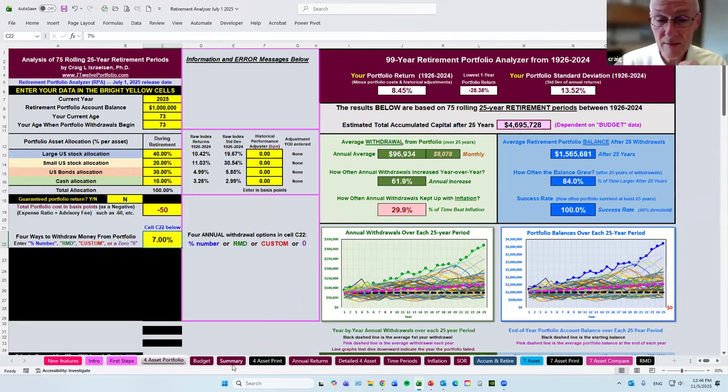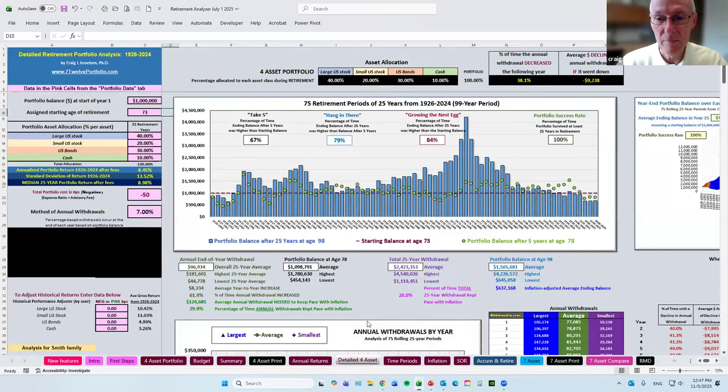Well, yeah, and that's not even the best graph. The best graph, let's go ahead and leave it at 7%, 100%, the 60-40. Now let's click on this detailed for asset tab right here. This is a great tab. Oh yeah, that's my favorite graph here too.